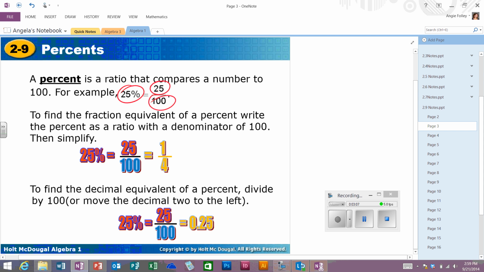To find the fraction equivalent to the percent, you write the percent as a ratio with a denominator of 100 and simplify it. So for example, if it's 25%, I put 25 on top and 100 in the bottom, and then you simplify that, and that becomes 1/4. To find the decimal equivalent of a percent, just divide by 100, or as I talked about in the beginning, we can move the decimal place over 2 places to the left. That's probably the easiest thing.